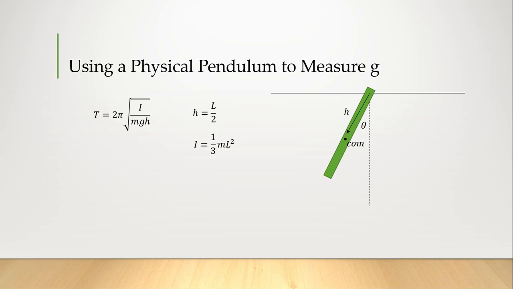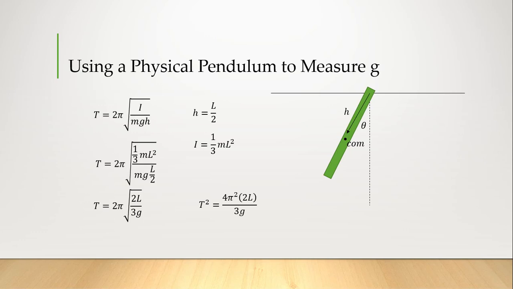Some things we know about a solid beam is that if it's a uniform beam, the center of mass is located halfway down the beam, and if it's being rotated about the end of the beam, we know the moment of inertia is 1/3 mL squared. If we plug those two things into my equation here and do some simplification, we end up with that really g is only dependent on two things: the length of the beam and the period of its oscillation.